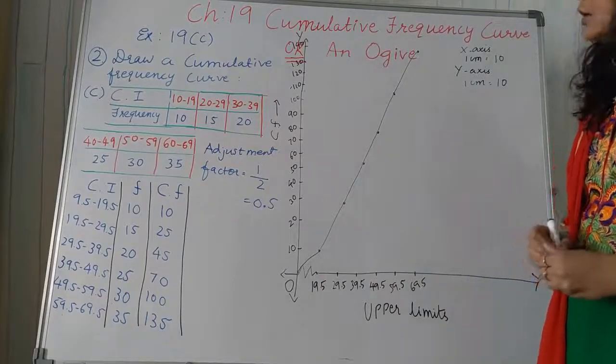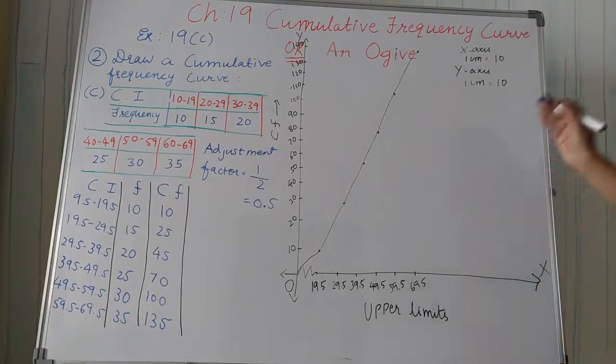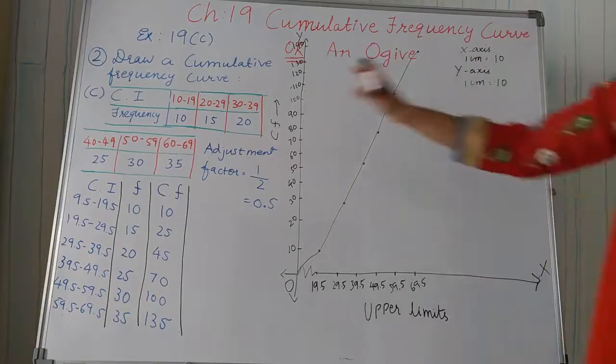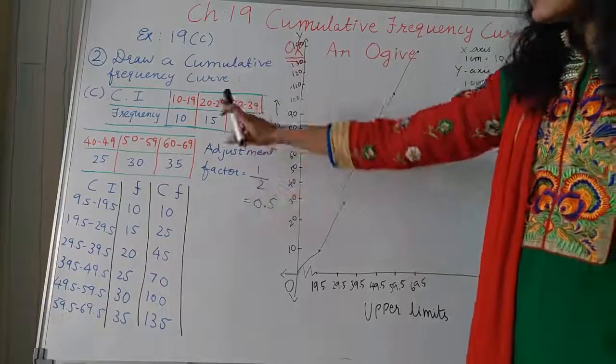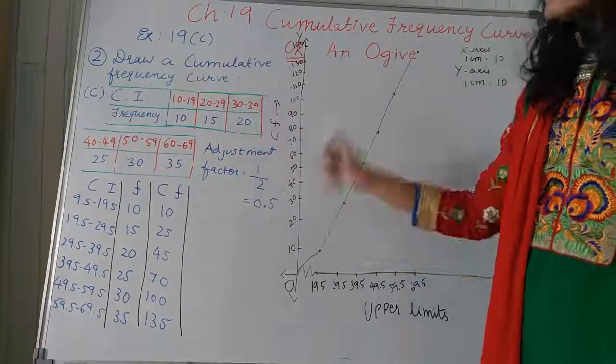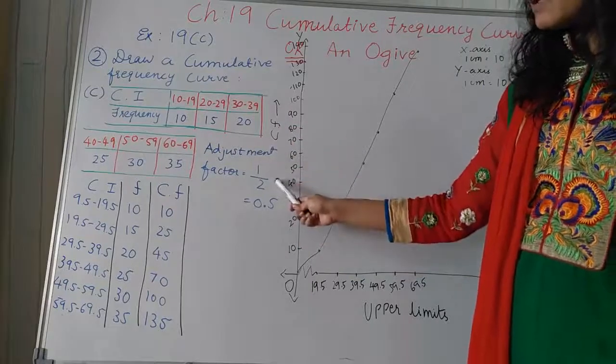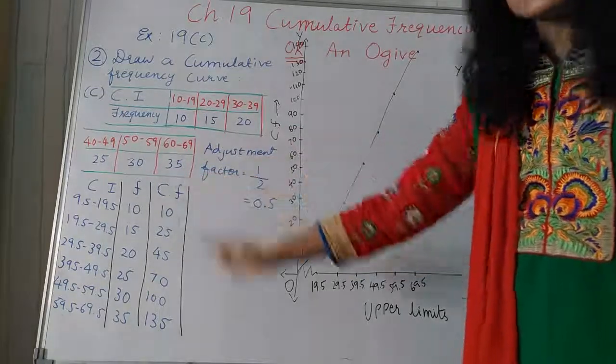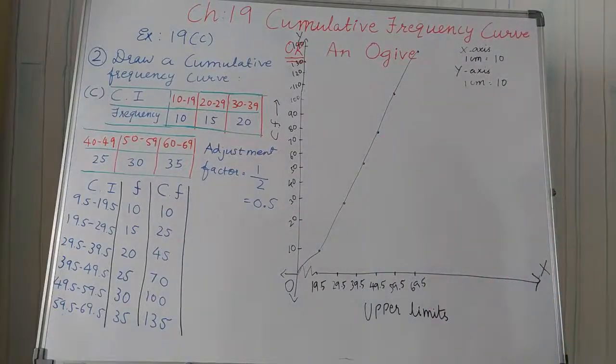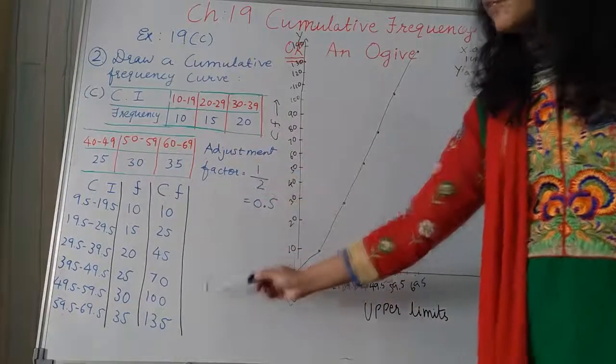So this is your cumulative frequency curve, or you can say ogive, of your question number 2, in which you are not given continuous classes. So the first work is by using the adjustment factor. You have to convert the classes into the continuous way and then you have to find CF.